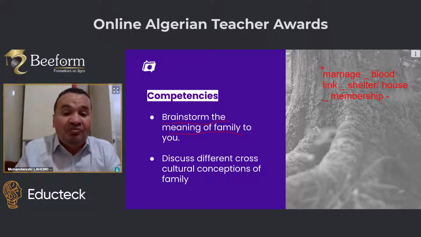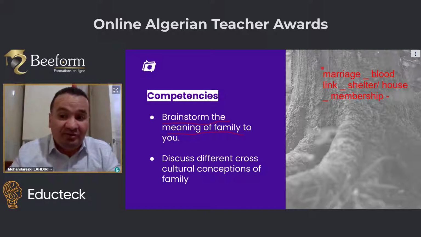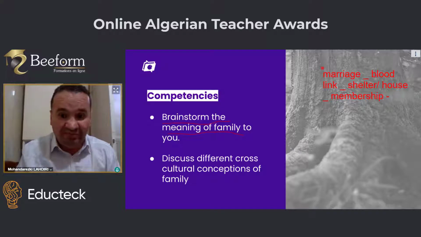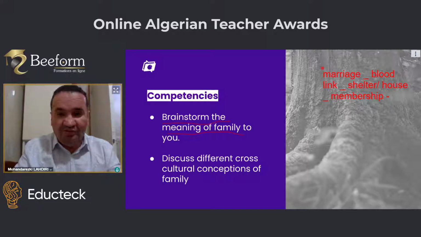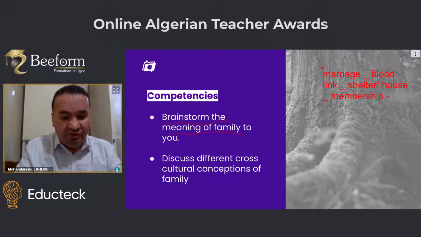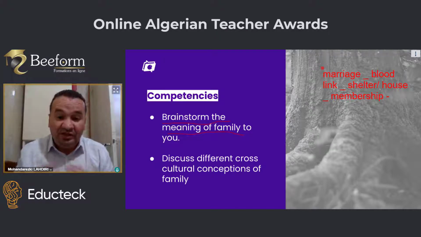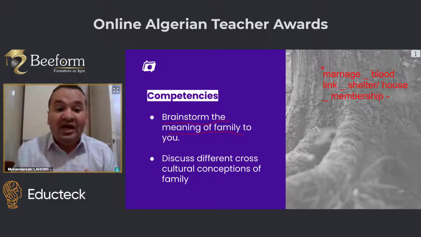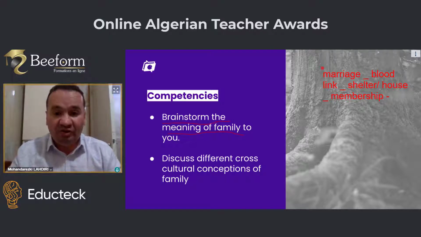And also, when you brainstorm, you can extend your brainstorming words about the word family in order to define what a family is: love, respect. Here we have respect. And we have friendship, we have acceptance, we have gathering, etc. So these brainstormed words will help us to define the word family.